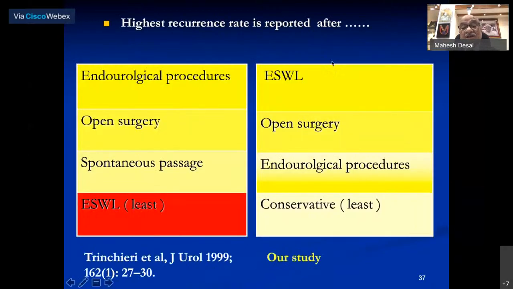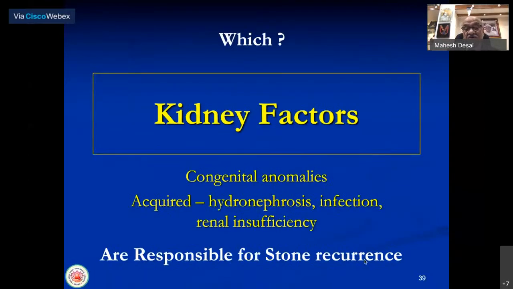The highest recurrence rate reported was after an endourological procedure in this series, compared with open surgery, spontaneous passage, or ESWL and conservative treatment. But we found that ESWL had the highest recurrence, open surgery also had a high recurrence, then comes the endourological procedure, and the conservative was the least in our study. Which kidney factors were responsible?